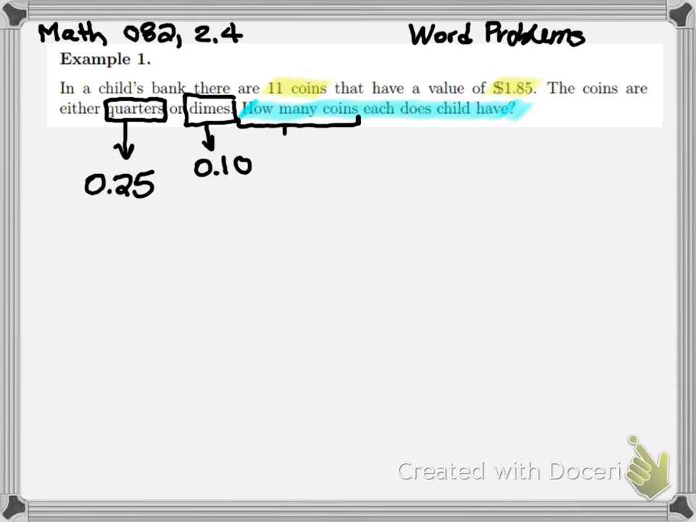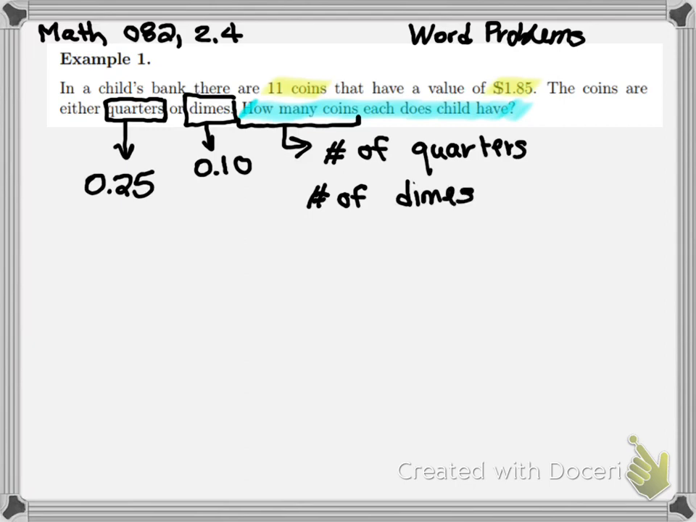Okay, so I could actually rewrite this, right, and say how many quarters? We want to find the number of quarters, right? And then we also want to find the number of dimes. Okay, so those are the two variables that we're going to use. You can use any letters that you want, X, Y, A, B, doesn't matter. I think I will use Q for quarters, and I will use D for dimes. Again, it's totally up to you, your choice of a variable.